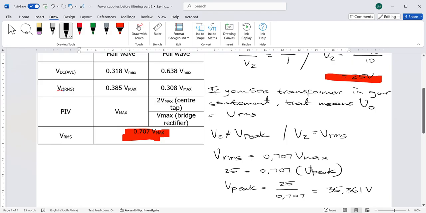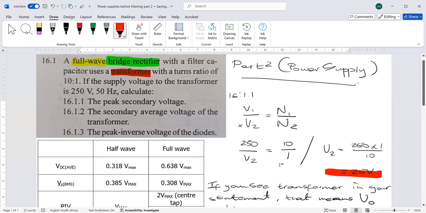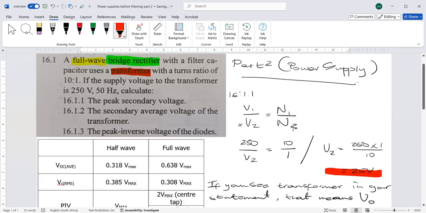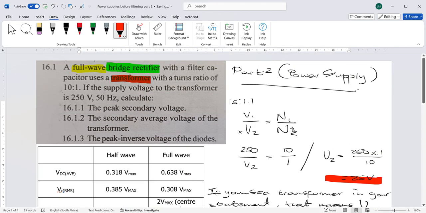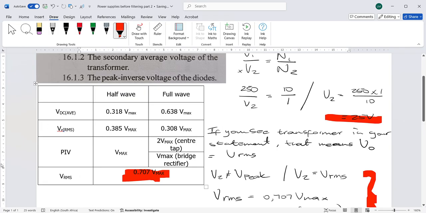Why did we engage all of this? It's because they did tell us that this circuit has a transformer. That's why we are doing that. What's the second point? Do you see this table here? Let me highlight it in another color.